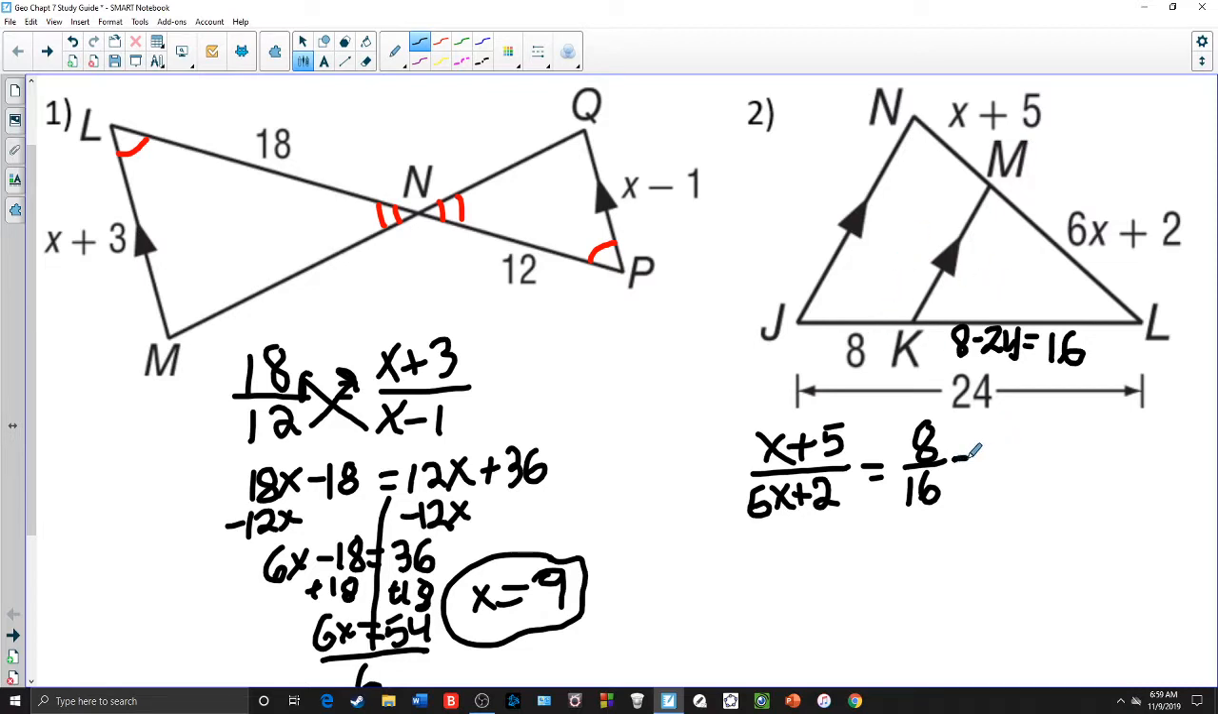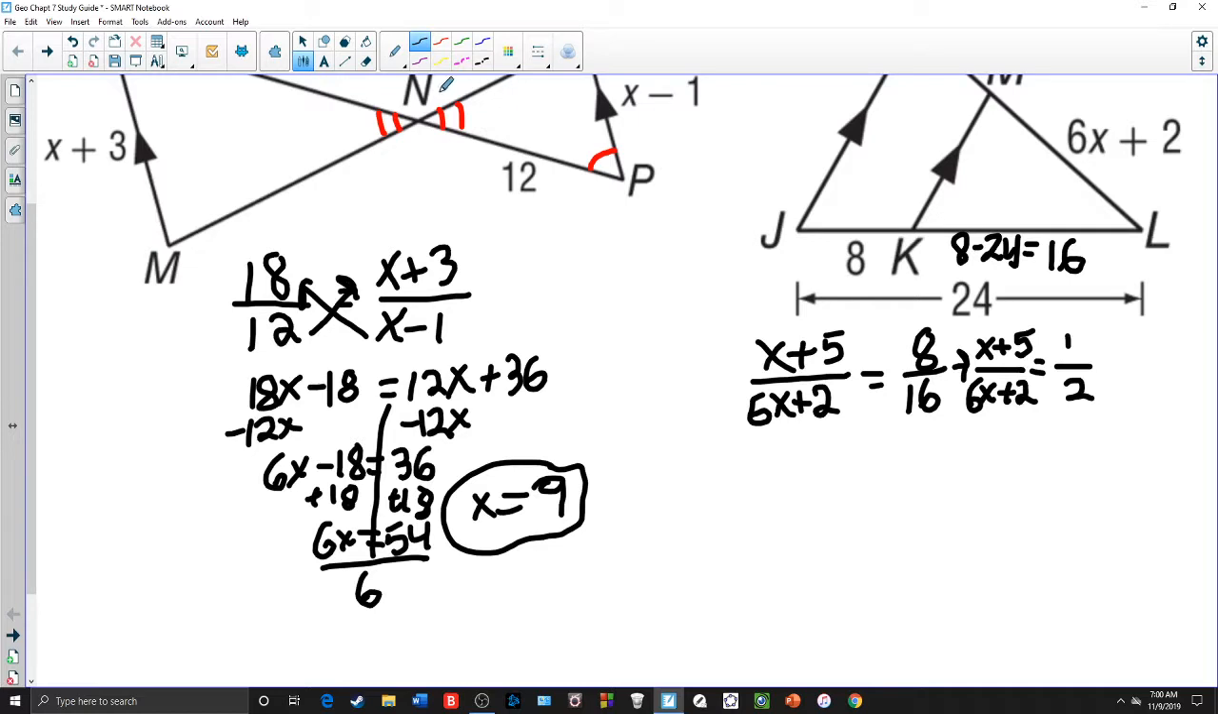Now to make this a little bit easier, you can reduce your fraction. So you can go x plus 5 over 6x plus 2. That really can't be reduced because there's x's involved and there's no common number. But 8 over 16 can be reduced to 1 over 2. Divide the top and bottom by 8. So now our cross multiplication gets a little bit easier because we just have a 1 involved. So 1 and 2, so multiply that. Oops, I didn't really make that go over that far, did I? So we have 2x plus 10 is equal to 6x plus 2.